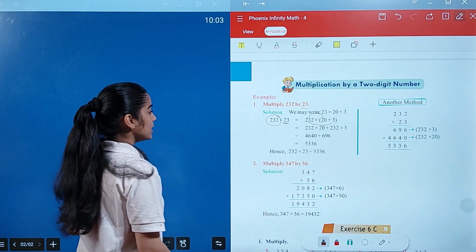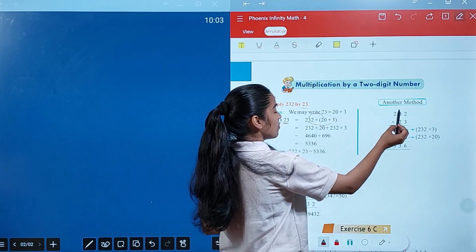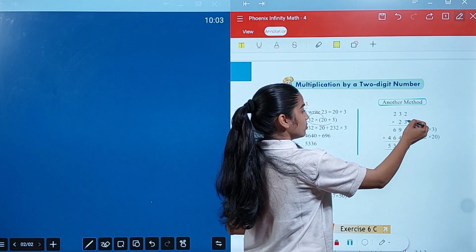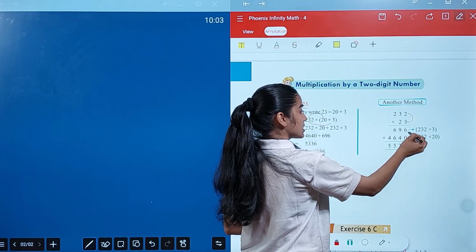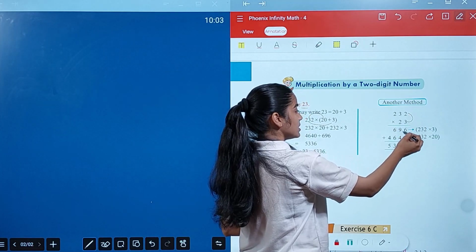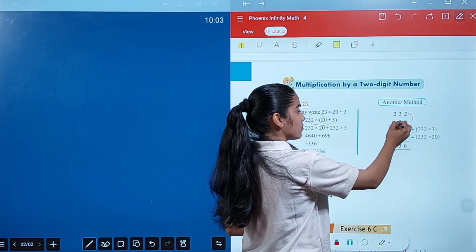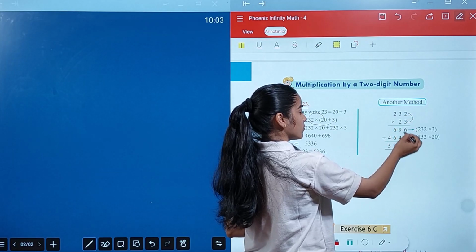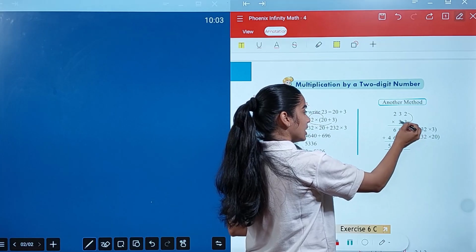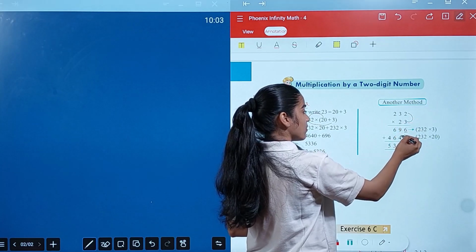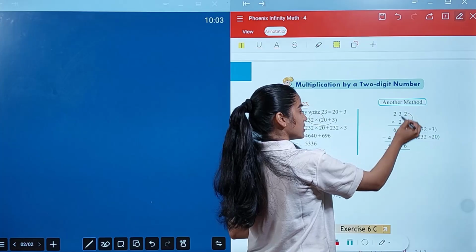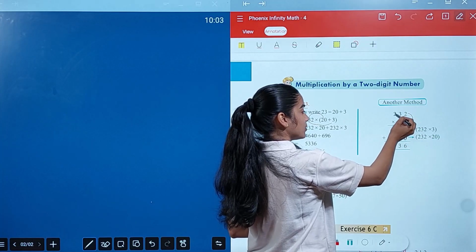For example, here we have 232 multiplied by 23. So 3 multiplied by 2 is 6. 3 multiplied by 3 is 9. 3 multiplied by 2 is 6. Now we have to multiply those numbers with 2. So first we have to add a 0 here. Then 2 multiplied by 2 is 4. 2 multiplied by 3 is 6. 2 multiplied by 2 is 4.